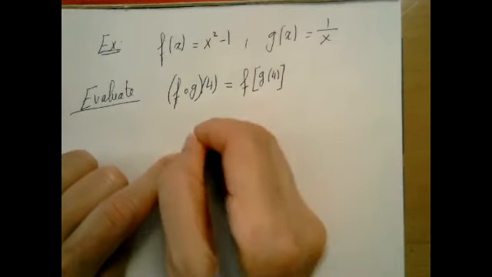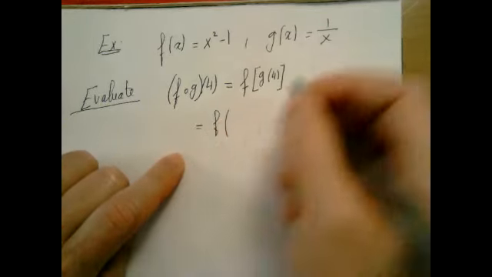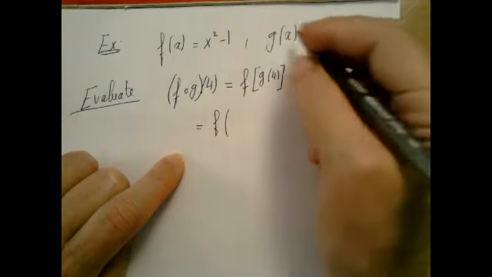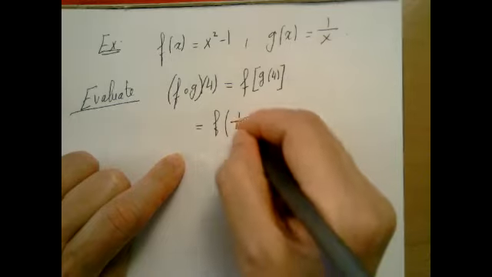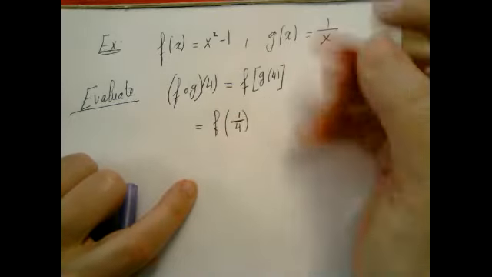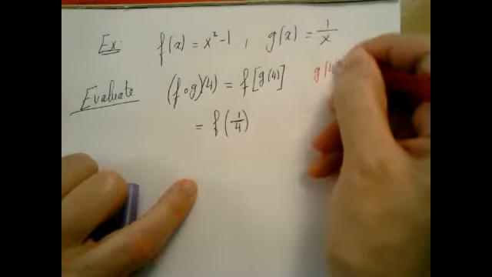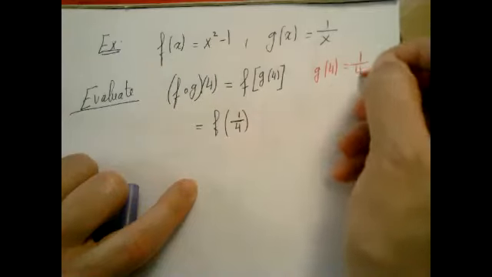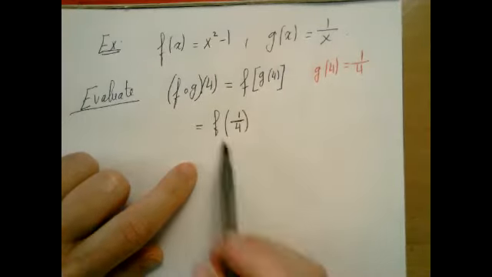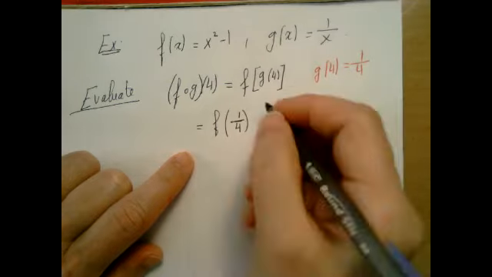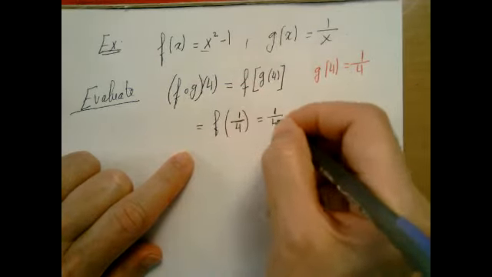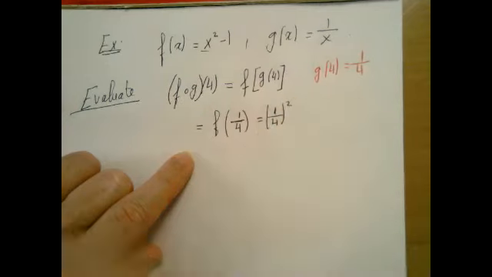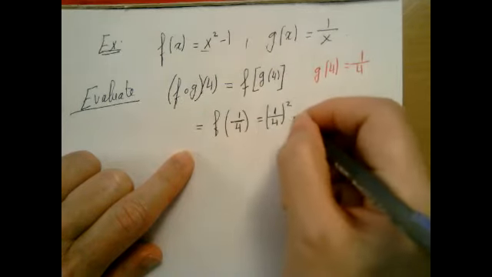So it's equal to f of, what's g of 4? What does g do? It takes 1 over x. It means 1 over 4. So on the side, g of 4 is 1 over 4. That's my g of 4. And then f will act on it. What does f do to an input? It takes the input and squares it, and then takes away 1 from it.